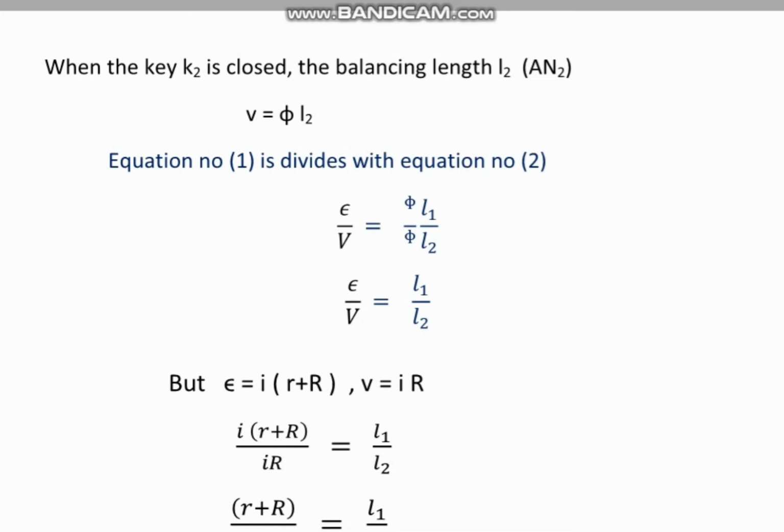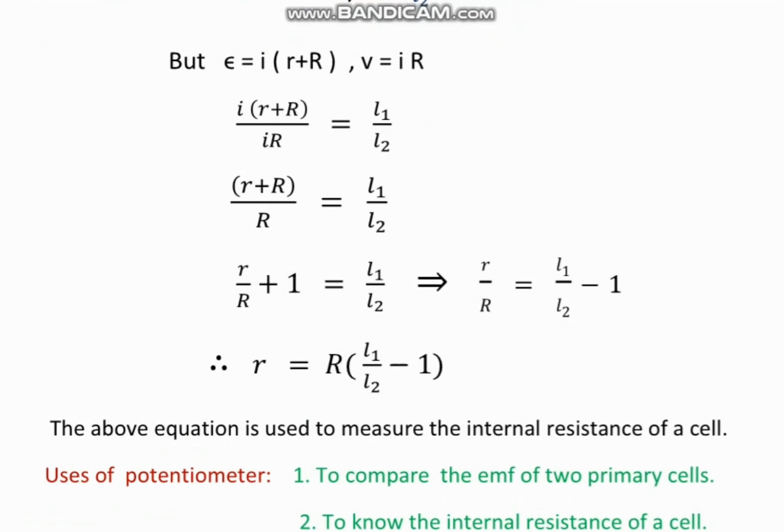Equation number 1 is divided by equation number 2. So we can write epsilon by V is equal to phi L1 by phi L2. Phi will be cancelled. So epsilon by V is equal to L1 by L2. But epsilon is equal to I into R plus r, and V is equal to IR, where small r is the internal resistance, capital R is the external resistance, high resistance. So we can substitute instead of epsilon and V, we can write I into R plus r by IR is equal to L1 by L2.